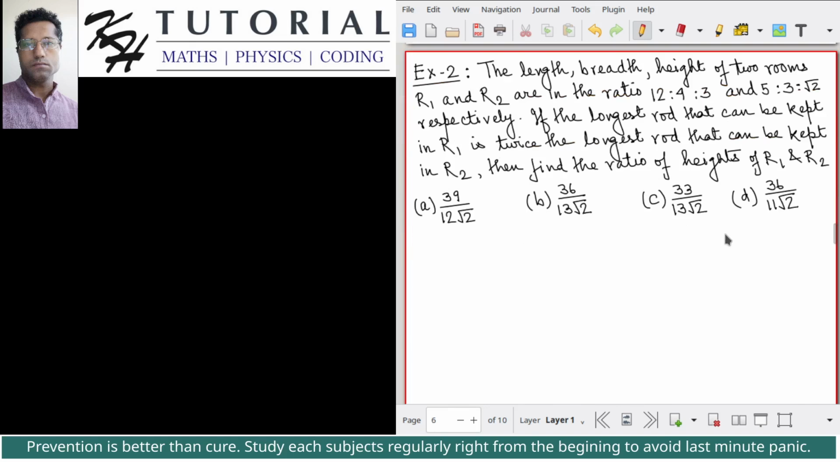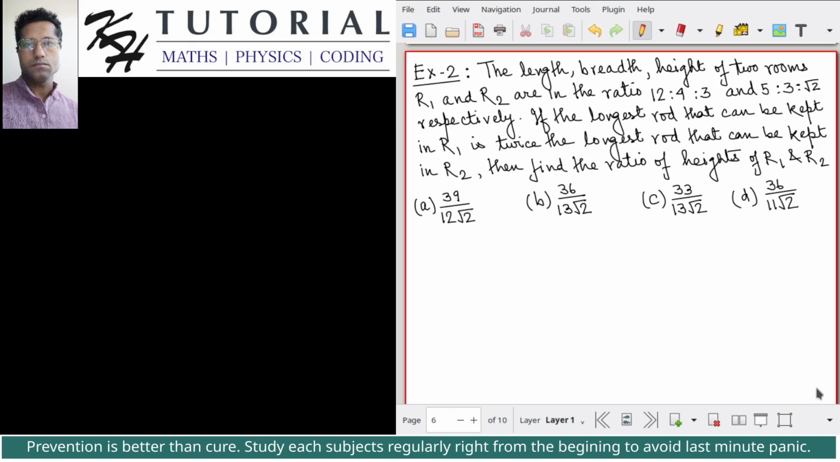The next problem says that the length, breadth, and height of two rooms R1 and R2 are in the ratio 12:4:3 and 5:3:√2 respectively. If the longest rod that can be kept in room R1 is twice the longest rod that can be kept in room R2, then find the ratio of heights of R1 and R2.